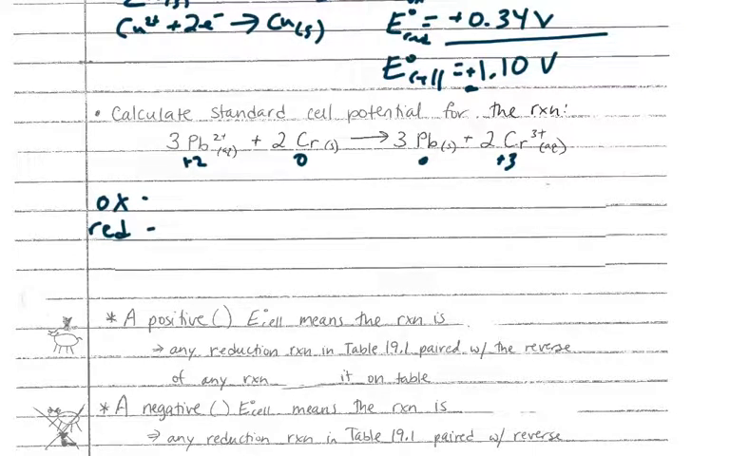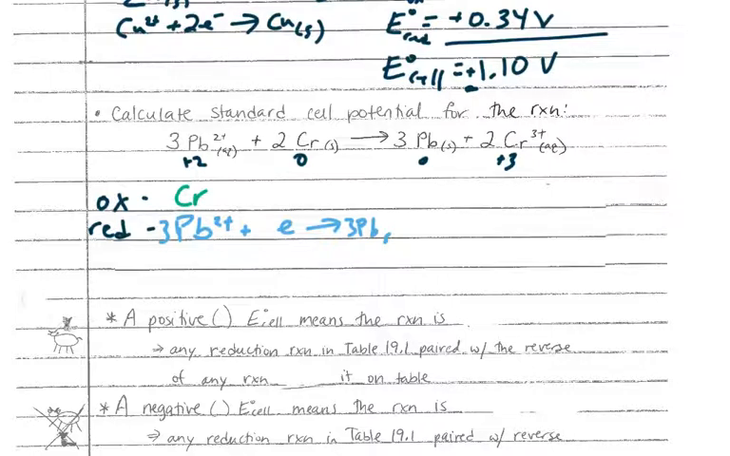So the lead is 2+ and then it's 0. So the charge is going down, it's being reduced. So the lead is being reduced, which means the chromium is going to be oxidized. So we've got 3 lead 2+. Reduction is gain of electrons to become 3 lead solid.